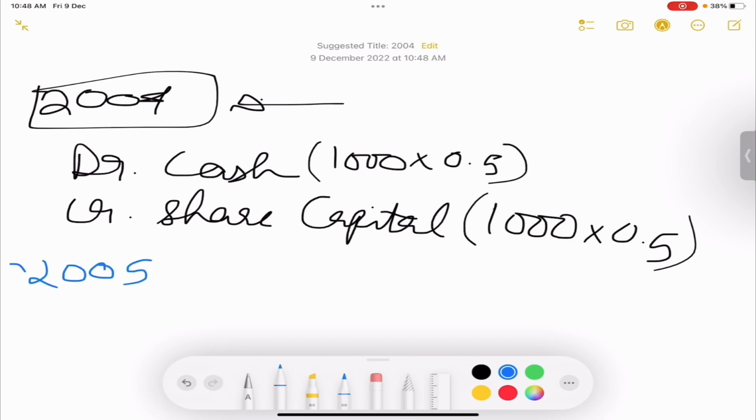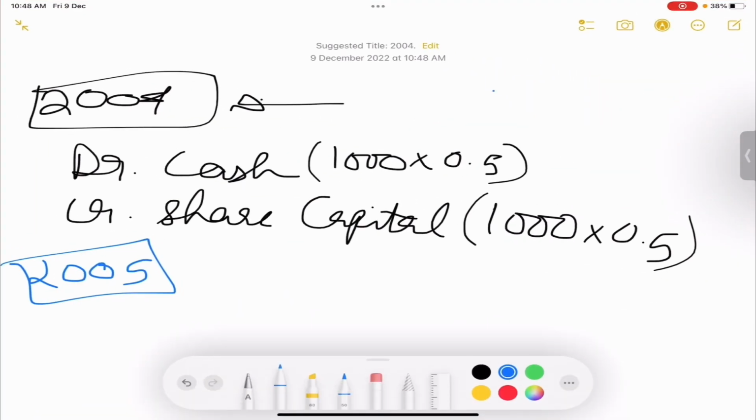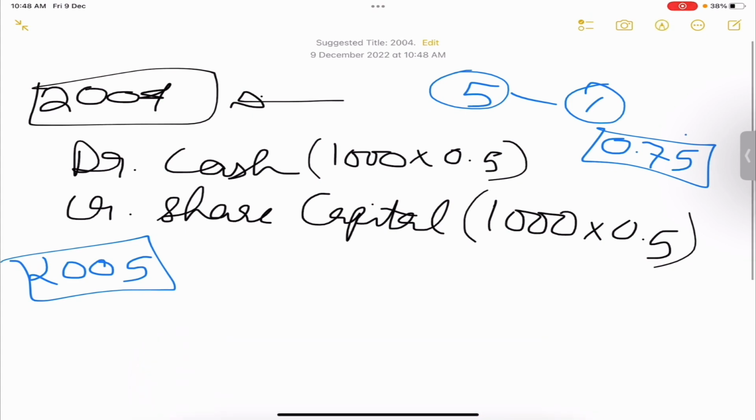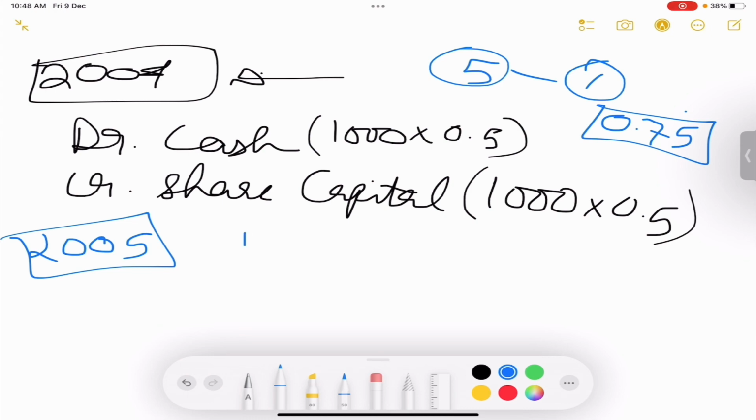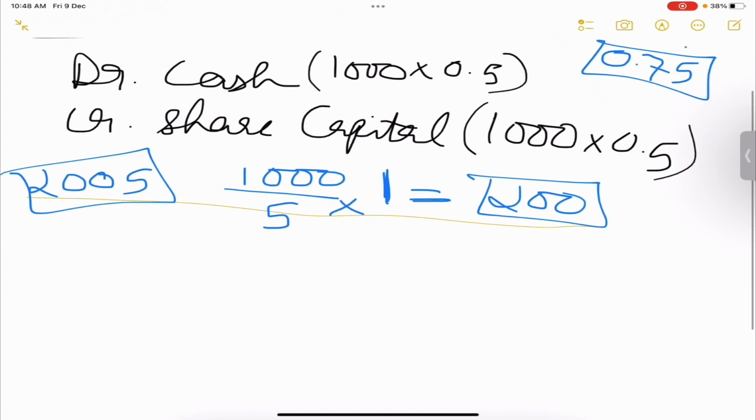Now let's see what happened in 2005. Going back to the question, they said in 2005 rights issue of 1 for 5. Okay, what does that mean? For every 5 shares they have given 1 on a lower price, which is 0.75. Right, you know how to do the working. What are the total number of shares? 1000 upon how much they already have? 5. If they already have 5, we will give them 1 more. So what is the new number of shares issued? 200 shares is the new number which has been issued. Okay, that's understandable.